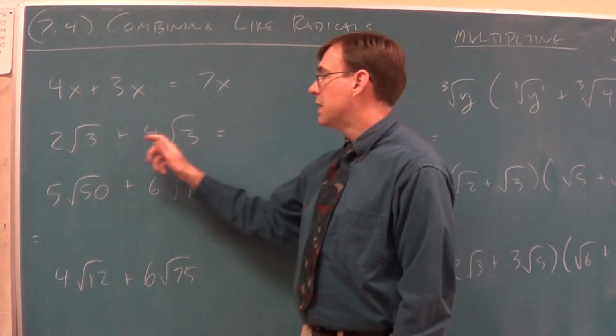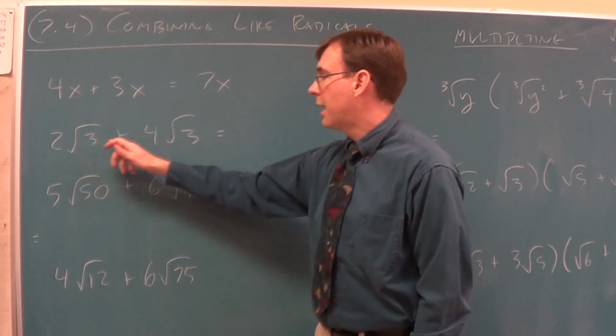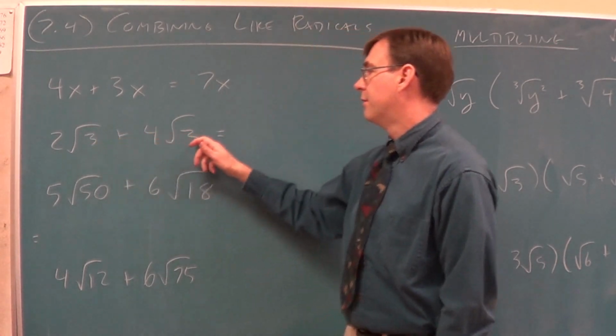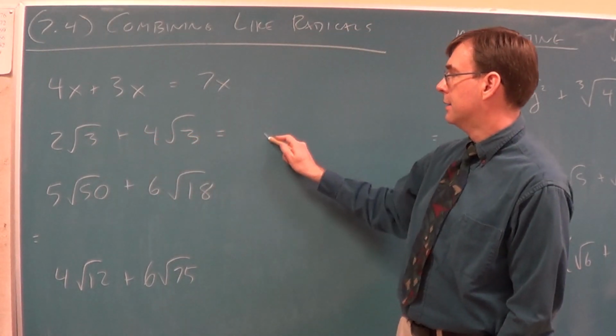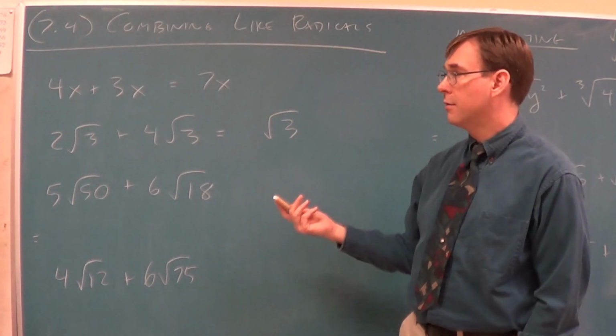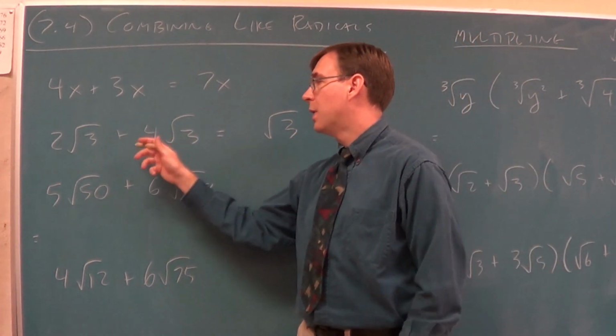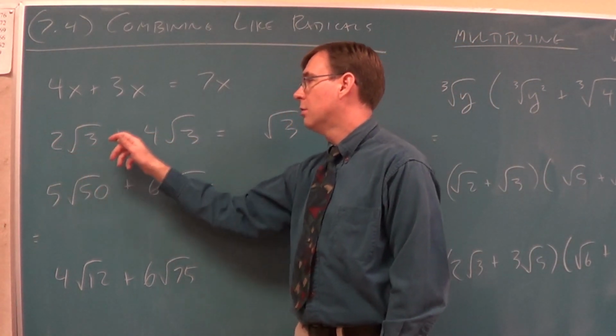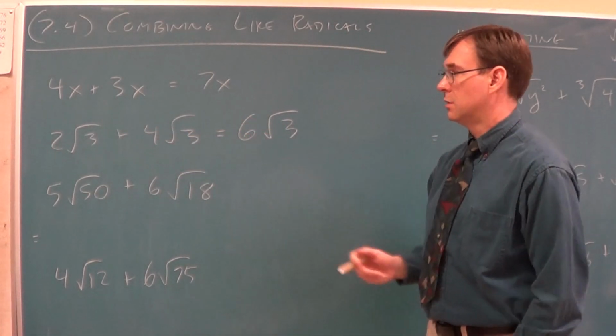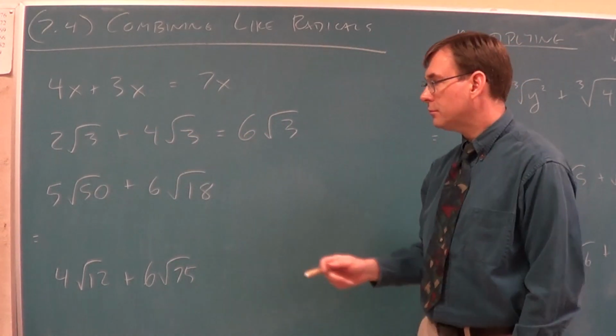Like radicals just mean they have the same radicand. So these are like radicals because they both have the same 3 radicand. So the answer has the same 3 radicand. You combine these by just doing the adding rules. So positive 2, adding a positive 4, so that's a positive 6 root 3.